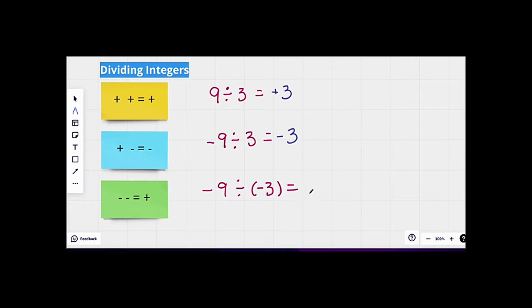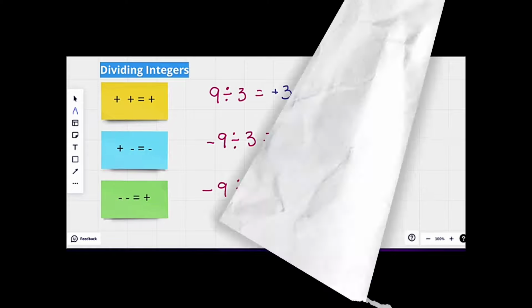And then we got our last one here, negative 9 divided by negative 3. So again, we know we're going to have a 3 because 9 divided by 3 is 3. But is it going to be positive 3 or negative 3? Well, we've got a negative 9 and a negative 3. And we know that a negative divided by a negative equals a positive. So again, this will be positive 3.